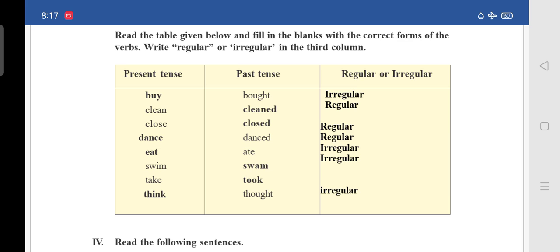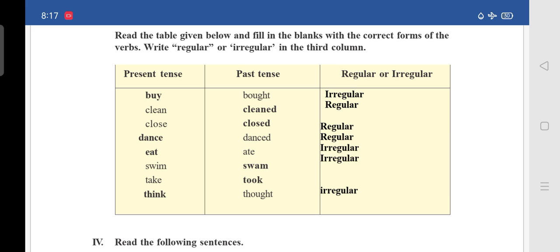Okay, see the first one. They have given you only bought. It is the past tense. So what is the present tense? Buy. B-U-Y, buy. So present tense is buy, past tense is bought. So is it regular or irregular? It is irregular. So write irregular in the third column.